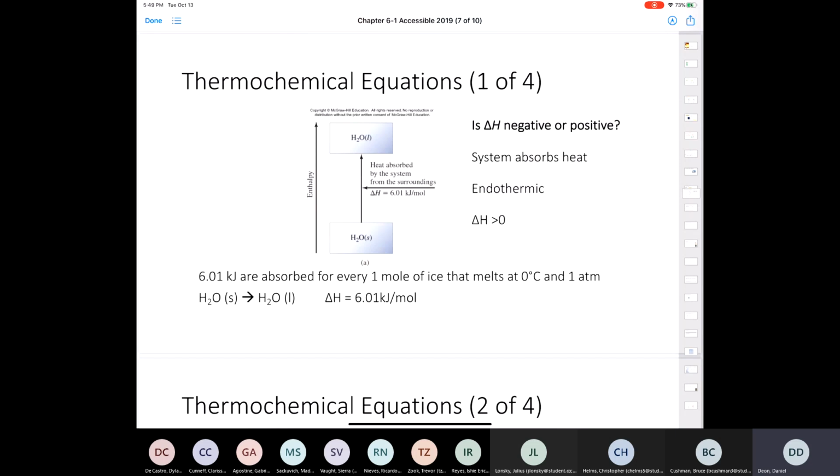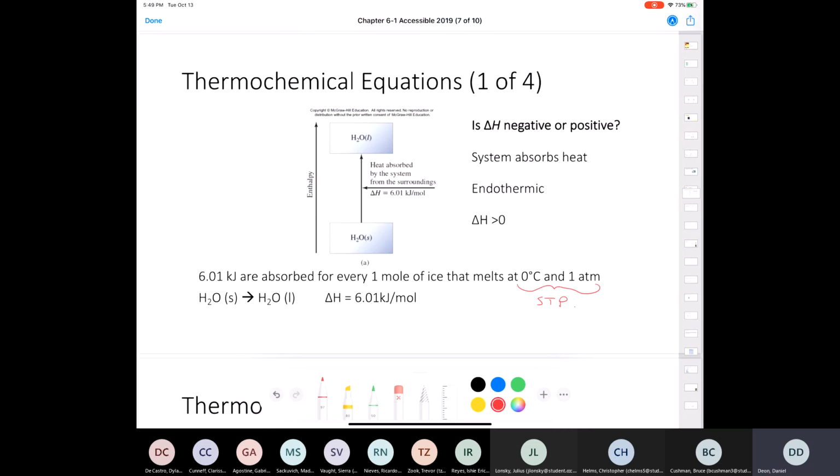6.01 kilojoules are absorbed for every 1 mole of that ice that melts at 0 degrees Celsius in 1 atmosphere, standard temperature and pressure, right? You remember these? These are STP, okay? And our delta H is going to be greater than 0, right?